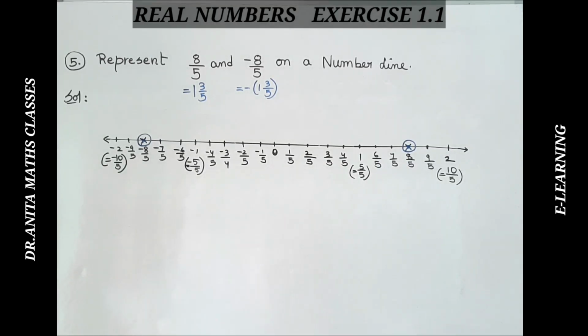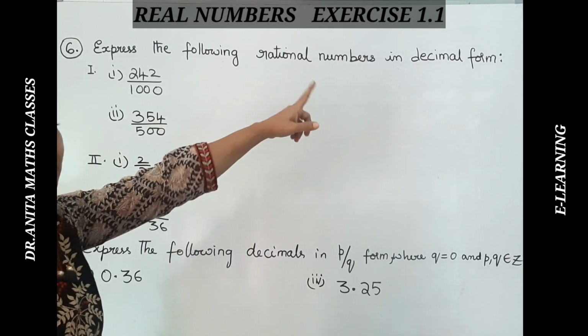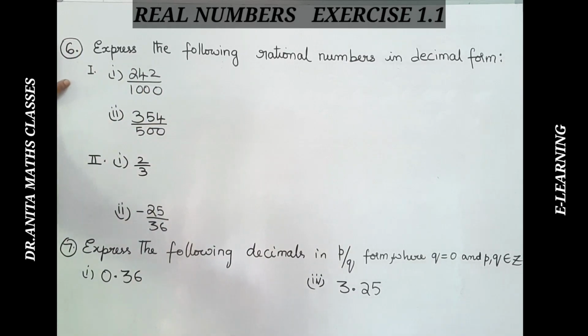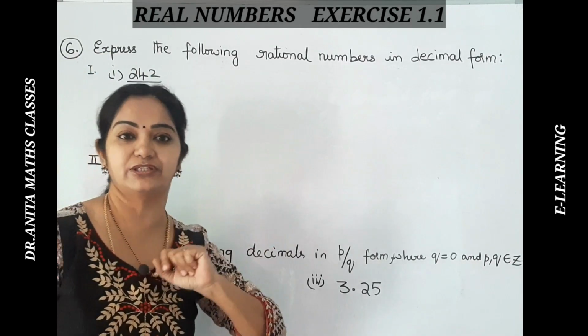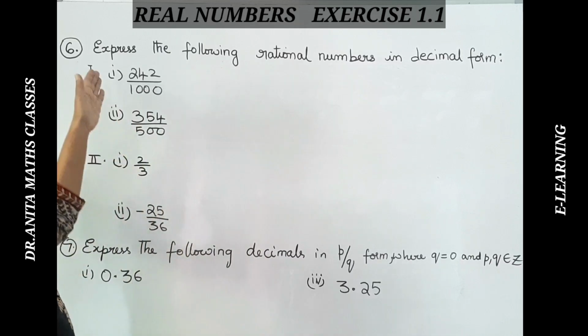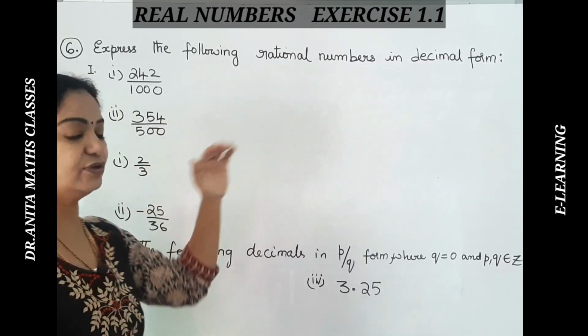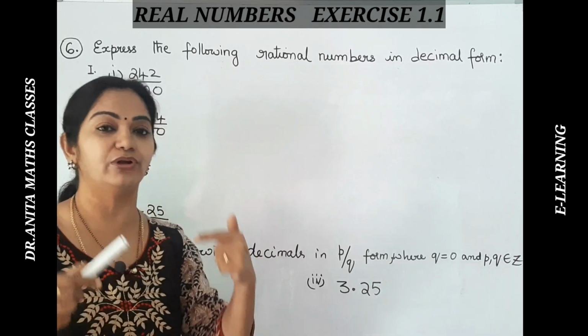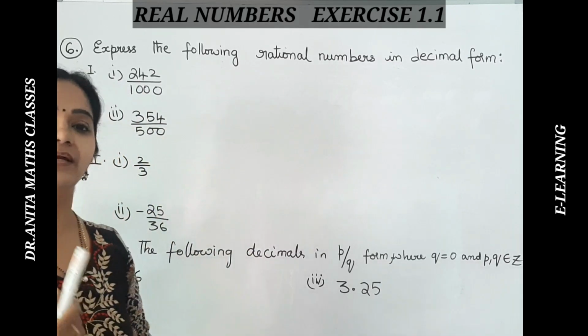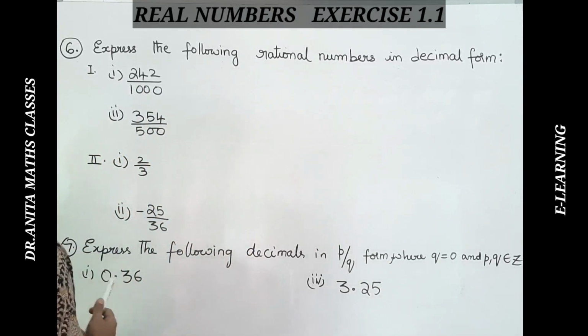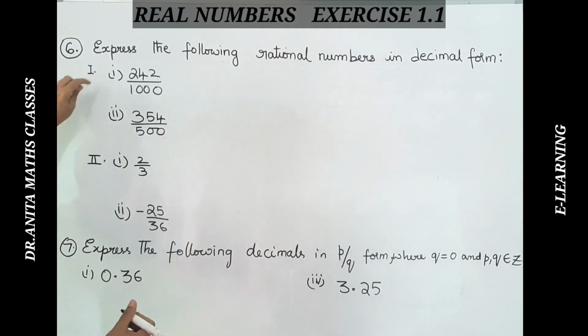Let's see the next sum. Express the following rational numbers in decimal form. This is the 6th one. We have a few problems in 1 and 2. Yes, I have noted down only 2 problems. The rest of the problems you do for yourself. That is for your practice. For the model, I'll be explaining two problems in each bit. The rest, if you do on your own, in mathematics, you will get the answers easily. Okay, you have to practice for yourself.